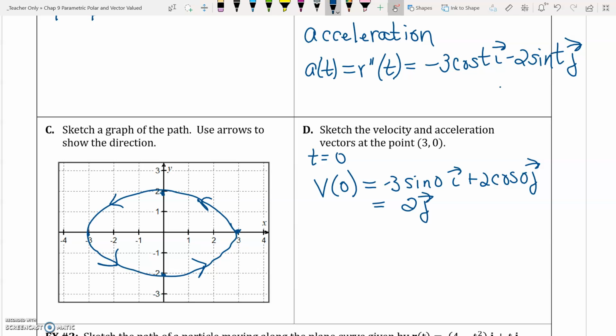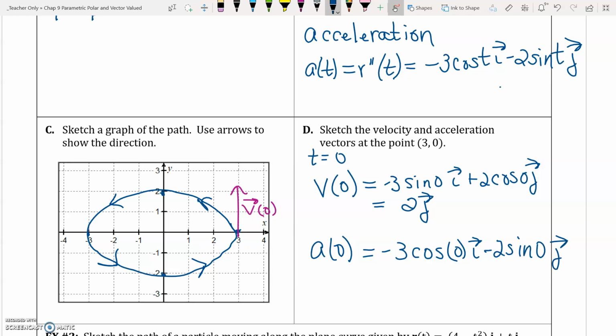So we are going to have a velocity vector that is tangent here. So this is our velocity vector, v of 0, right there. And then the acceleration vector will be a of 0. And when we do that, we're going to get negative 3 cosine 0 i minus 2 sine 0 j. And so we're going to get negative 3i for this. So that means we are going to have an acceleration vector along that way. So that's a of 0.